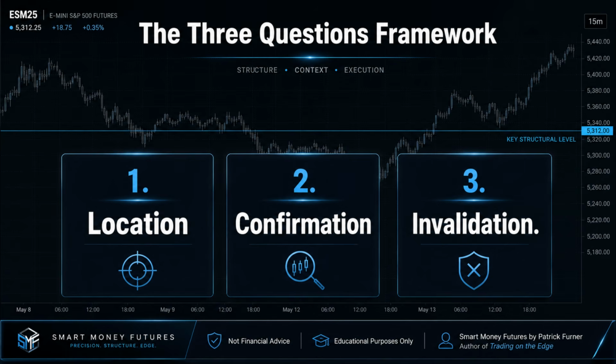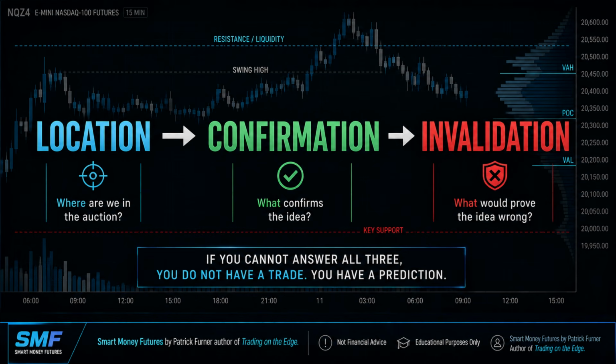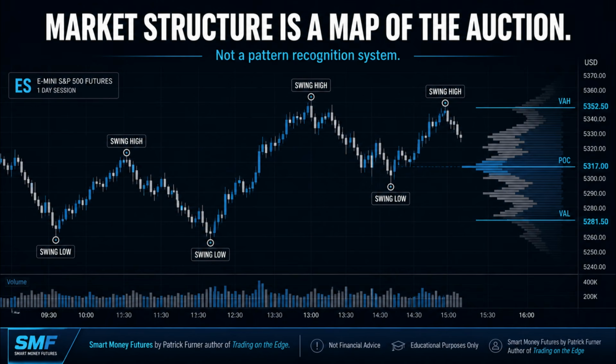Question 1. What is the structural location and what is the auction's significance? Not just where is the level, but what does this level represent in the context of the broader auction? Is it at the prior day's value area high, a weekly POC, a swing high that was rejected on high volume? The specificity of the structural reference point defines the weight you give to it. A swing high from a single low volume candle spike does not carry the same auction significance as a swing high formed from a high volume responsive seller.